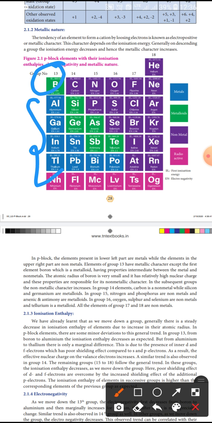Okay, boron is a metalloid. The first one, that green, is a metalloid. All the green elements are metalloids. The blue color is metal. Purple, violet color is non-metals. These are all radioactive.